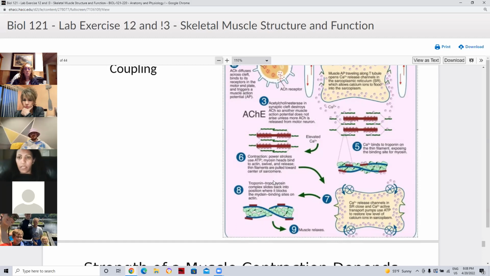When the muscle starts to relax, the calcium release channels in the sarcoplasmic reticulum close, and the calcium active transport pumps use ATP to restore the low level of calcium ions in the sarcoplasm. And the troponin-tropomyosin then slides back into place, covering and blocking the myosin binding sites on the actin. And the muscle relaxes. Any questions about this?